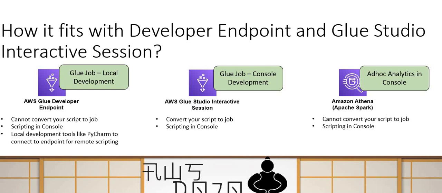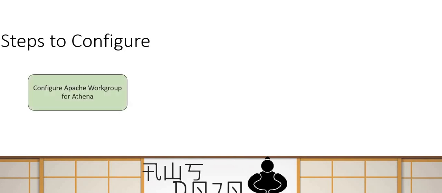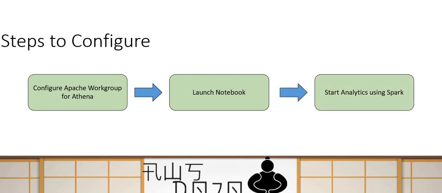So let's learn more about using Amazon Athena with Apache Spark. So what are the steps to configure? Well, there are roughly 3 steps. First, you configure a special work group. So you create a work group in Athena, which is especially configured using Apache Spark as the runtime engine. Then you launch a notebook in Athena to perform such ad hoc queries. And finally, you start using a notebook to write your Spark code and start performing a job or performing analytics. So let's get into each of these steps one by one.